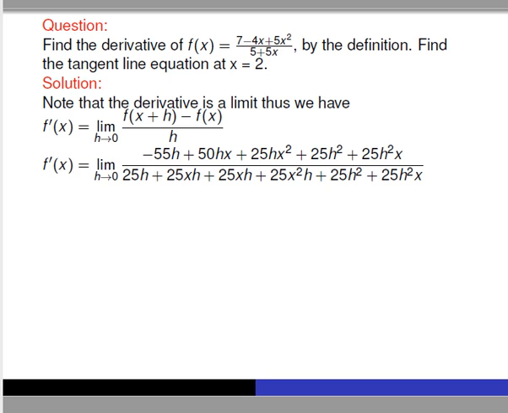Thus, we define the derivative of f of x as the limit of the quantity f of x plus h, minus f of x over h as h goes to 0. Thus, we have f prime of x is the limit as h goes to 0 of the fraction minus 55 times h, plus 50 times hx, plus 25 times hx to the power 2, plus 25 times h to the power 2, plus 25 times h to the power 2x over 25 times h, plus 25 times xh, plus 25 times xh, plus 25 times x to the power 2h, plus 25 times h to the power 2, plus 25 times h to the power 2x.